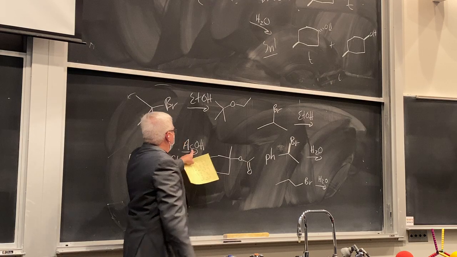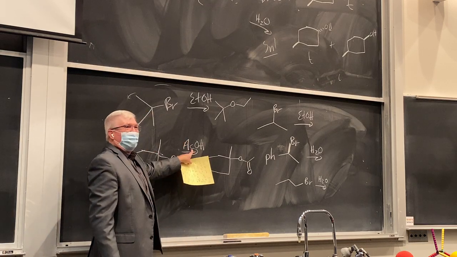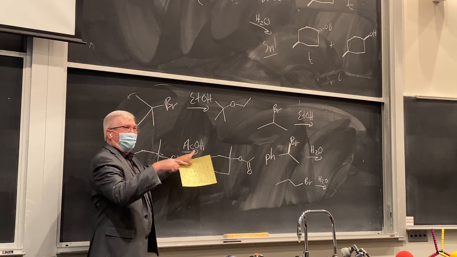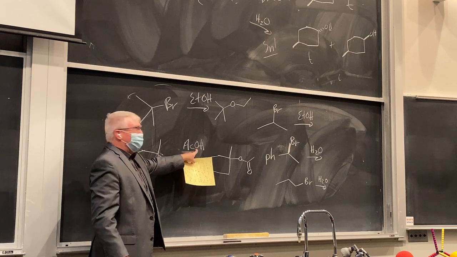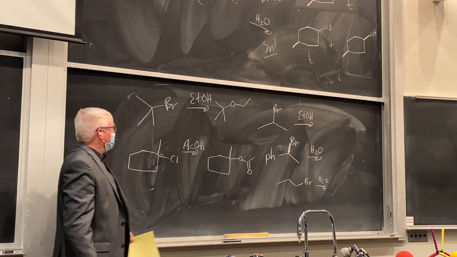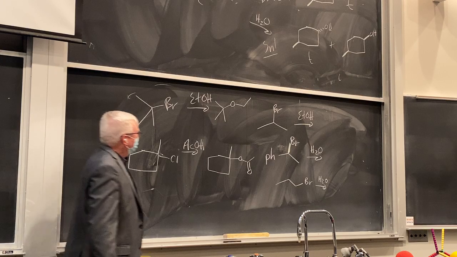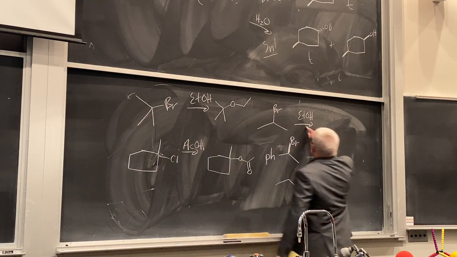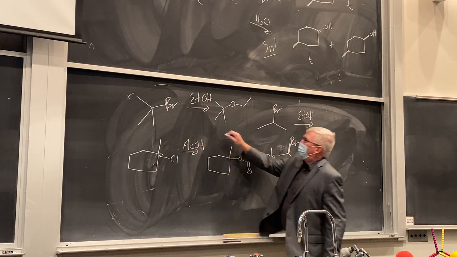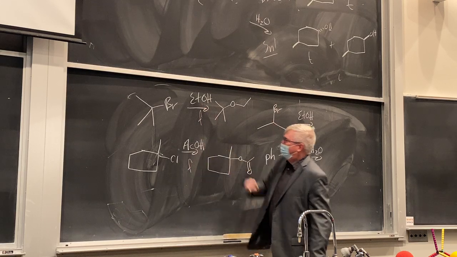And acetic acid, make sure you know that's that acetyl thing with the methyl and then the carbonyl. So that's a way to abbreviate acetic acid. So you get that ester. What about this one here? Now this one, how about the relative rates? These would both be fast.